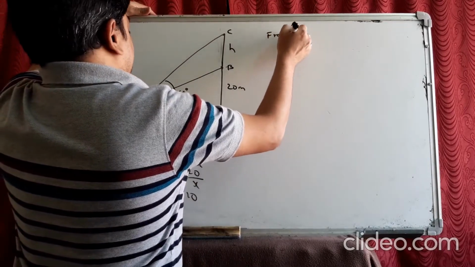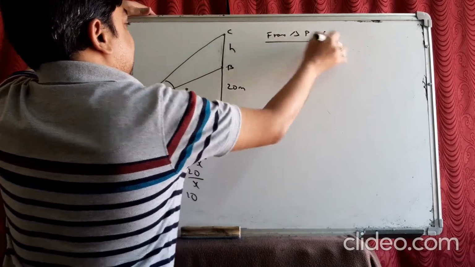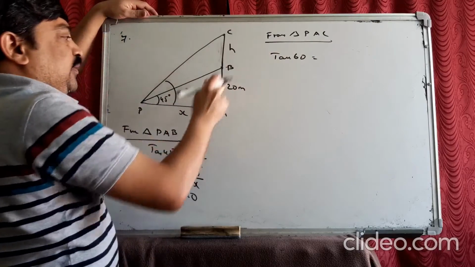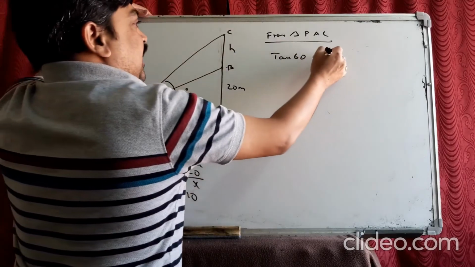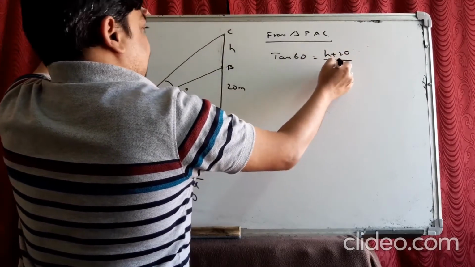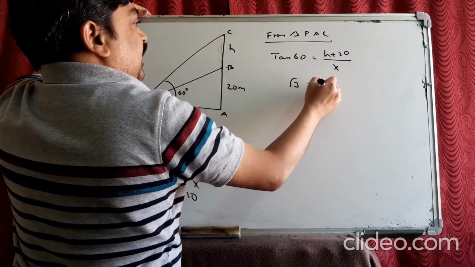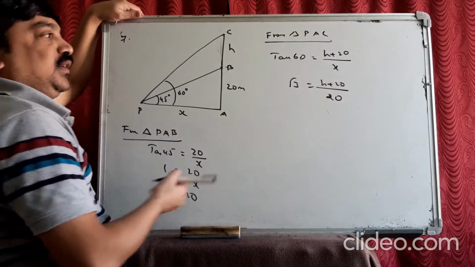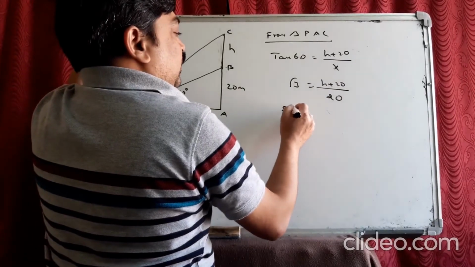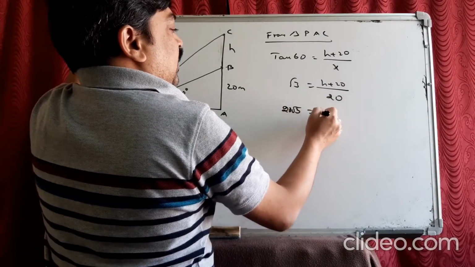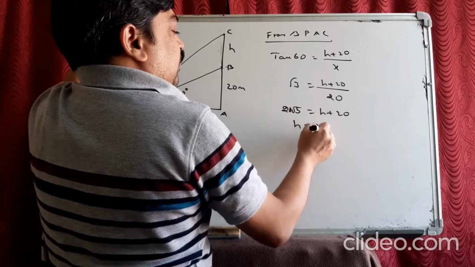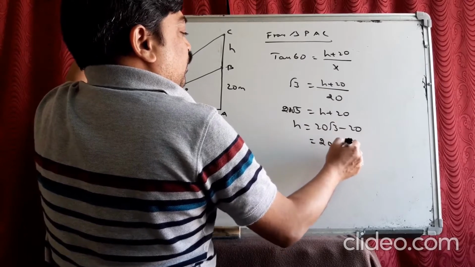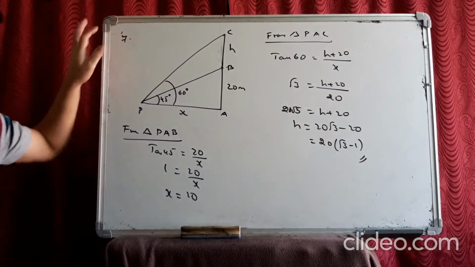Now I take the big triangle. From triangle PAC, now we take tan 60. The opposite side, opposite to 60, is h plus 20 by x. So this is root 3 equals (h plus 20) by x. x is 20 again because we got it here. So cross multiply: 20 root 3 is equal to h plus 20. h equals 20 root 3 minus 20. Take 20 common, it becomes 20 into (root 3 minus 1). Okay.